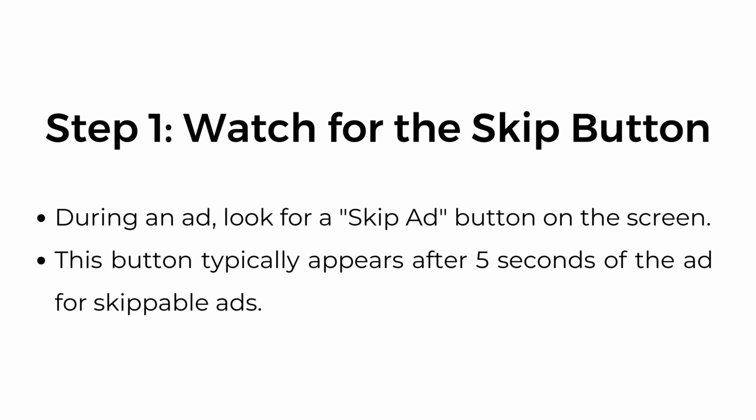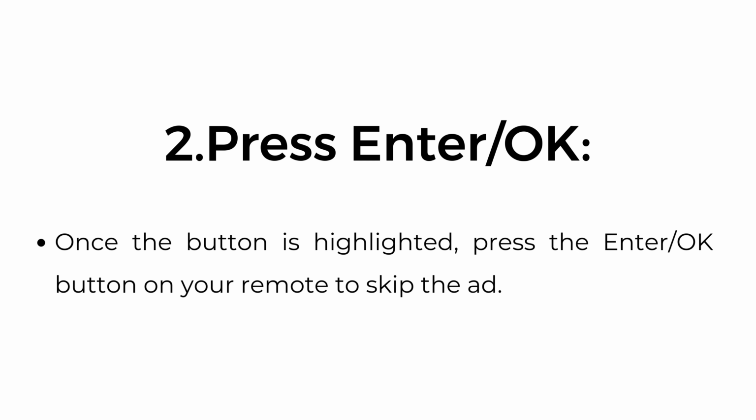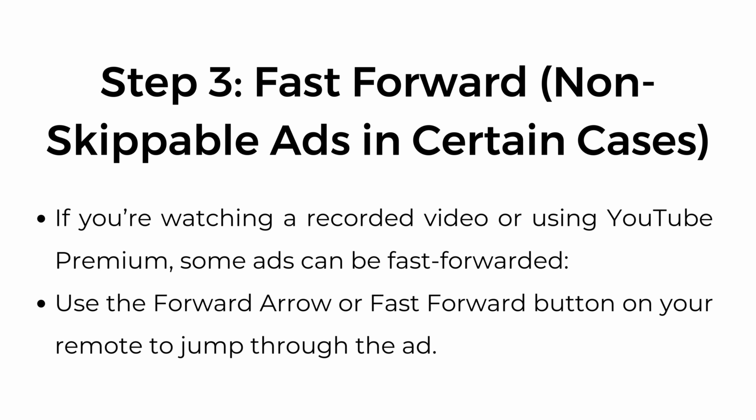Step 2. Use the remote to skip the ad. Highlight the skip button. Use the directional arrows on your remote to move the cursor to the skip ad button. Press Enter or OK. Once the button is highlighted, press the Enter or OK button on your remote to skip the ad.